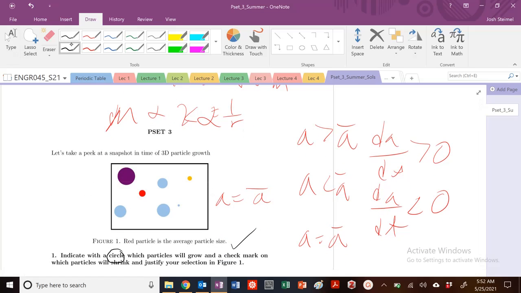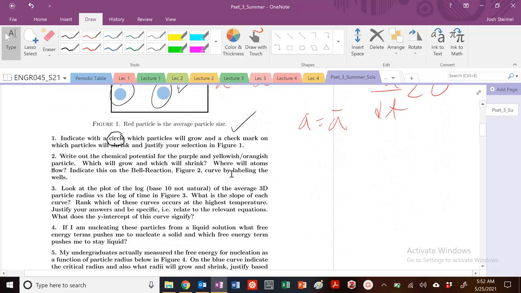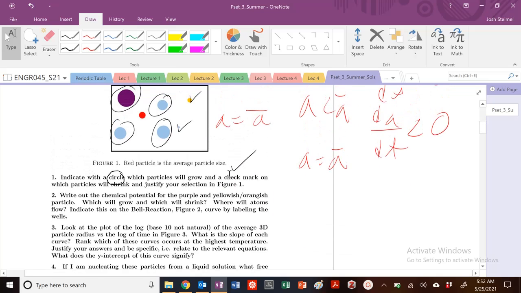The ones that are going to grow are everything greater than this. So this one's going to grow, this one, this one, this one, and these are going to shrink. The shrinking ones are my check, and that's it. Excellent. Number 1 is done.